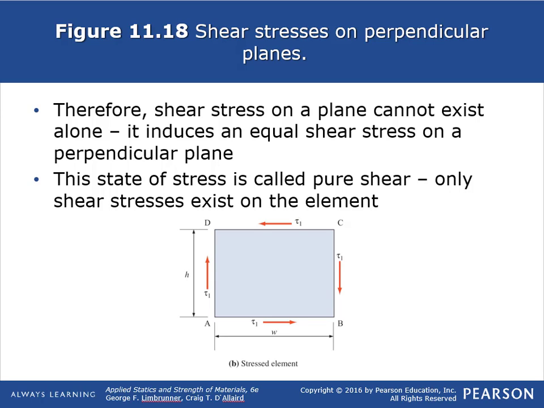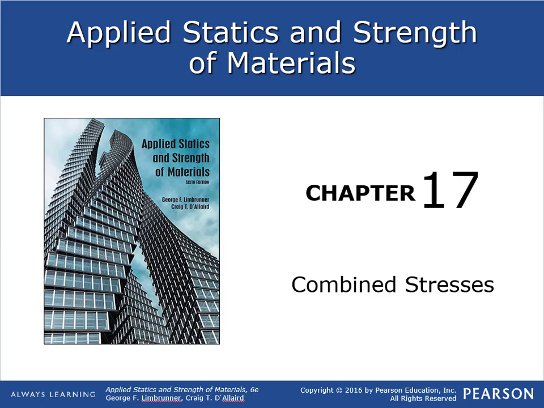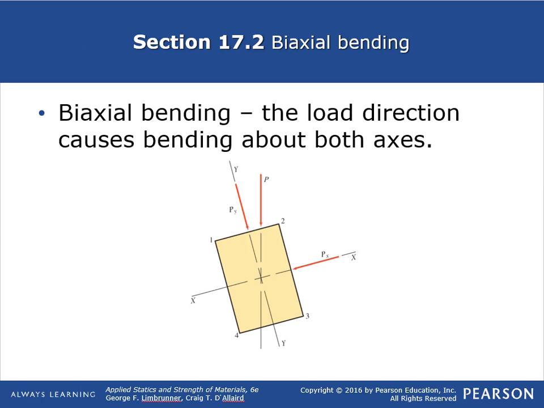So that concludes what I wanted to cover in chapter 11. Then we'll go into chapter 17, which talks about combined stresses. The first topic I want to talk about in chapter 17 is biaxial bending. In biaxial bending, you have a beam, and the load direction causes bending about both axes. In this particular case, my load P has components in this Y direction and in this X direction. So we're going to have bending experienced on this beam in both directions.